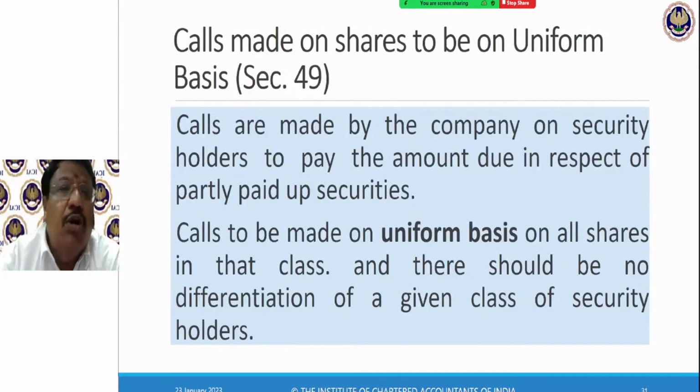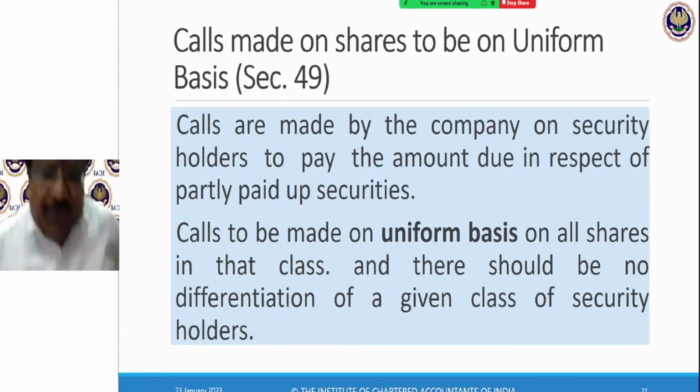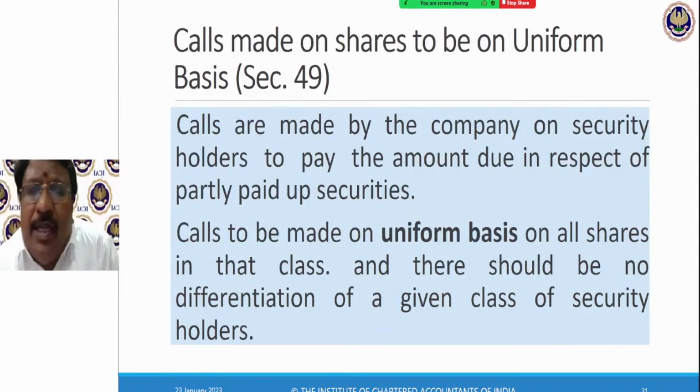Now we move on to the next topic. When there are partly paid shares, calls have been made only for a portion of the share. The balance portion on which calls are yet to be made is called the uncalled portion. Whenever the company makes a call on security holders to pay the amount due in respect of partly paid up securities, these calls have to be on a uniform basis on all shares in that class.